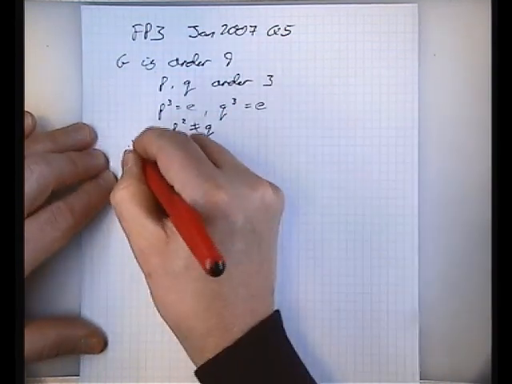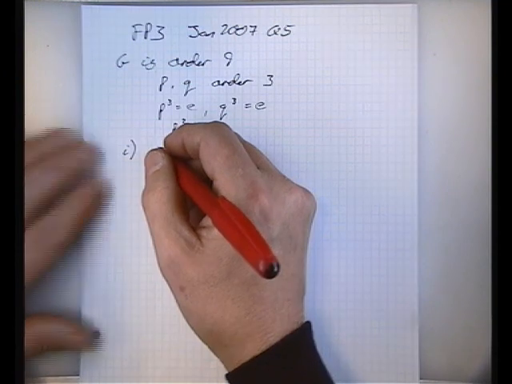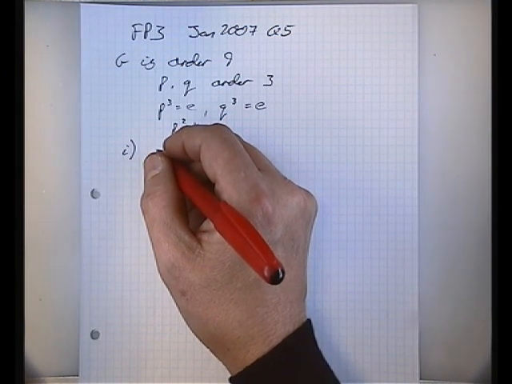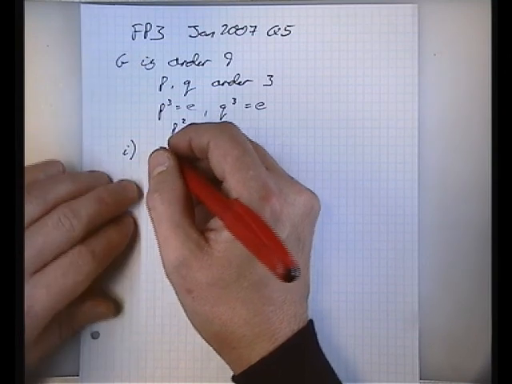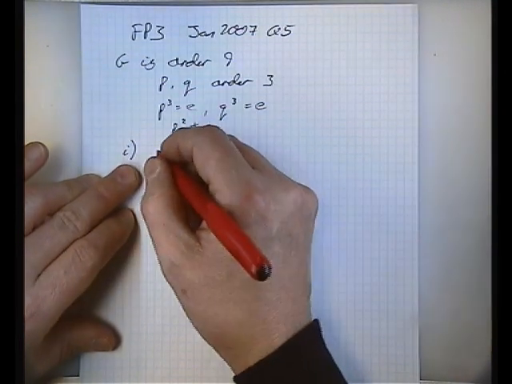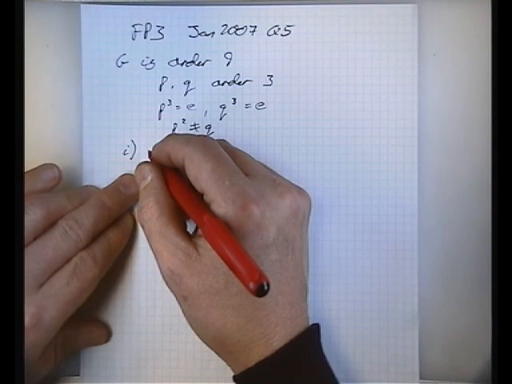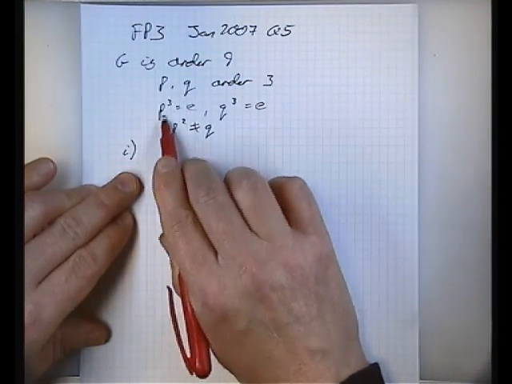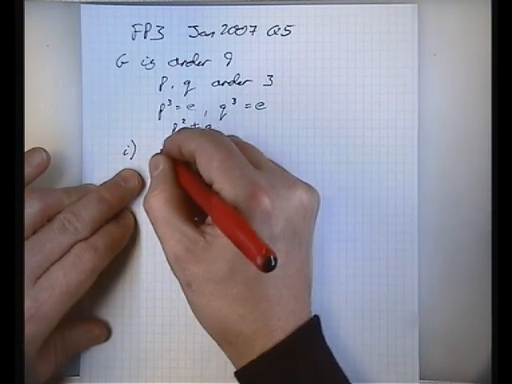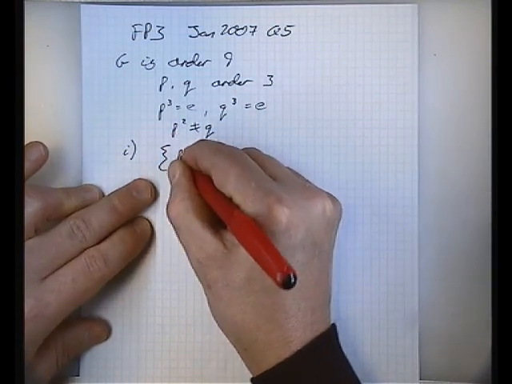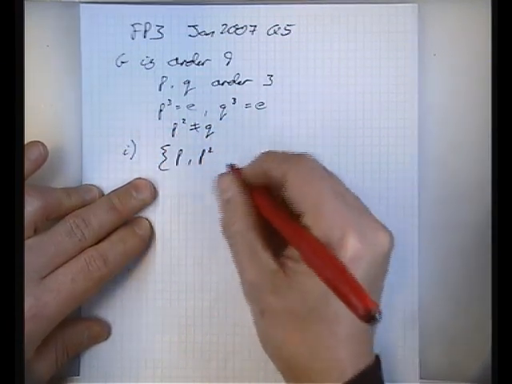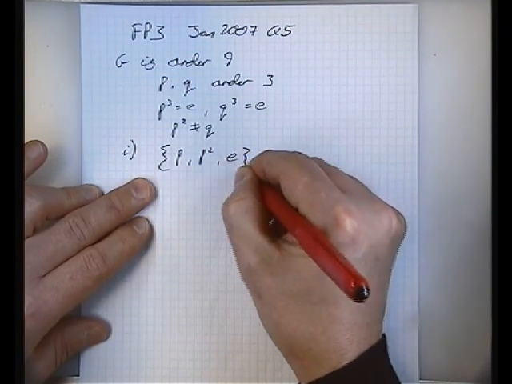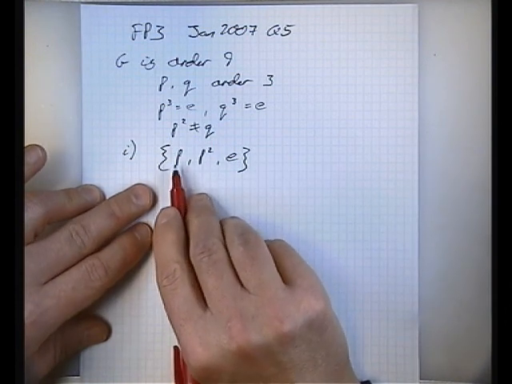So, start with question 1. Now, we need to find a proper subgroup of G which doesn't contain Q. So, let's see whether we can create ourselves a simple one, nice little cyclic subgroup of order 3, because we know that P cubed equals E. So, the first obvious one is it'll have P, P squared, not Q, and E, which is P cubed. There we have a little subgroup.